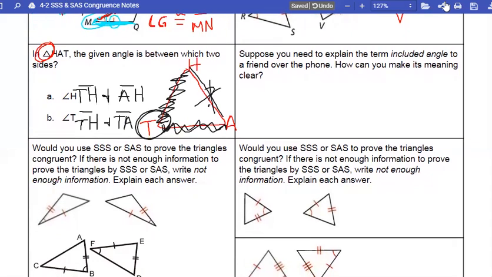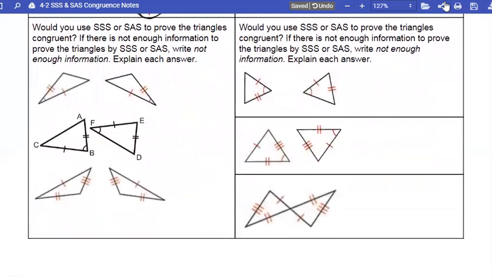All right, it says, suppose you need to explain the term included angle to a friend over the phone. How can you make the meaning clear? So you're trying to tell me, what does included mean? So in your own words, what does included mean?